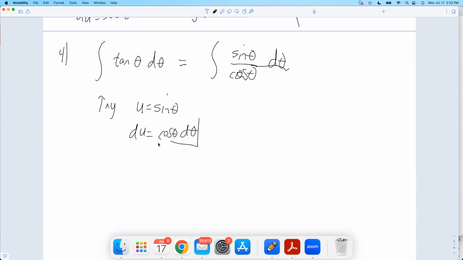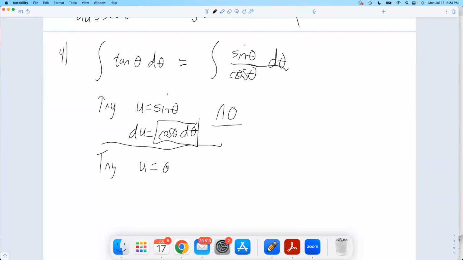I need to have exactly cosine times d theta sitting in front of me, and I don't have that. That's d theta divided by cosine. So this isn't going to work. No, it didn't work.